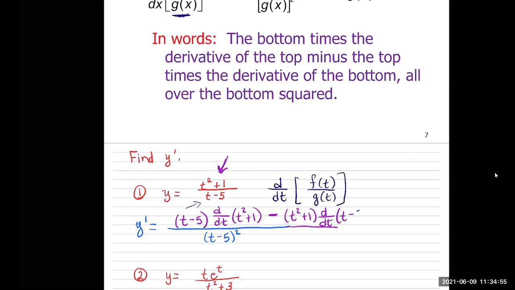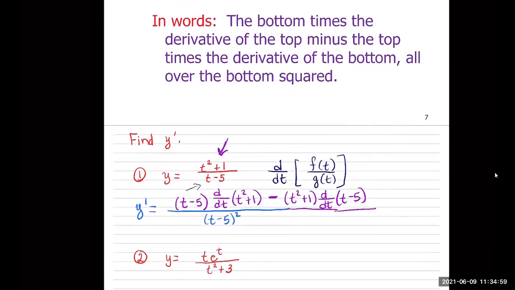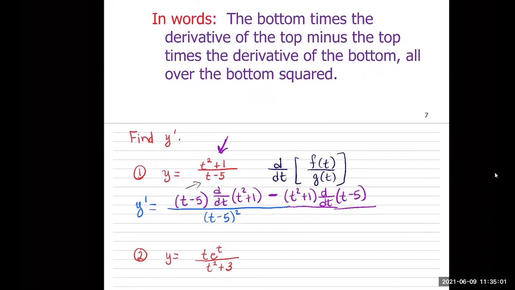If it helps you keep things straight, then put that extra step in, but I won't require that you put that extra step in. But be careful. Now I'm going to rewrite it. So I have t minus 5 times the derivative of t squared plus 1. So what is the derivative of t squared plus 1?